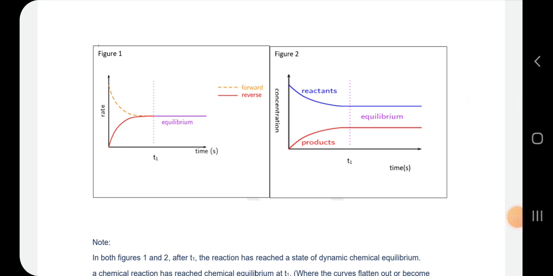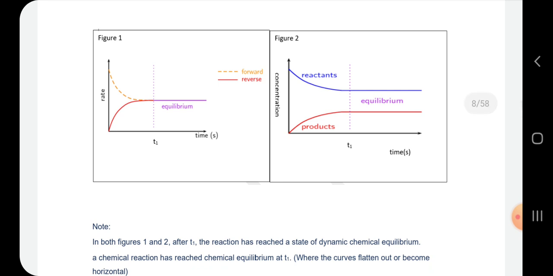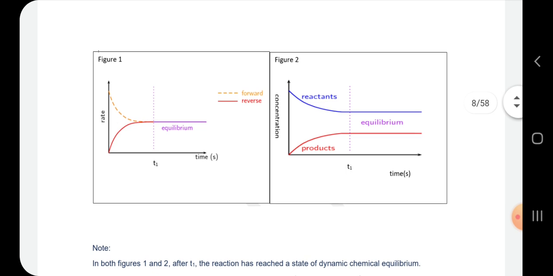Now you can look at these two figures. In figure 1, the dotted line is the forward reaction and the red one is the reverse reaction. So the forward reaction starts high. You can see on the y-axis it starts high and then starts to decrease in speed until it travels at a constant rate. But the reverse reaction starts low at 0. You see, it starts low and ends up high before it enters into a constant rate. In that constant rate, they are at equilibrium.